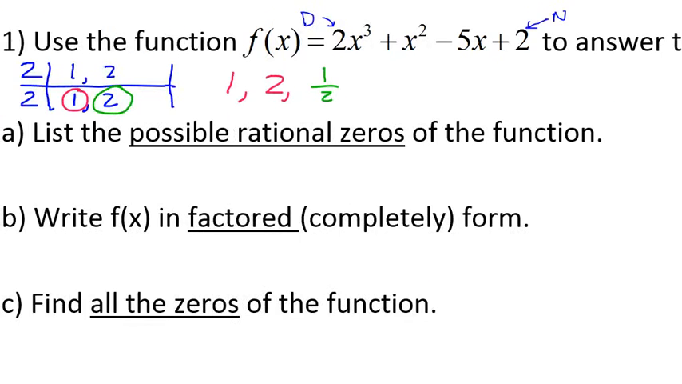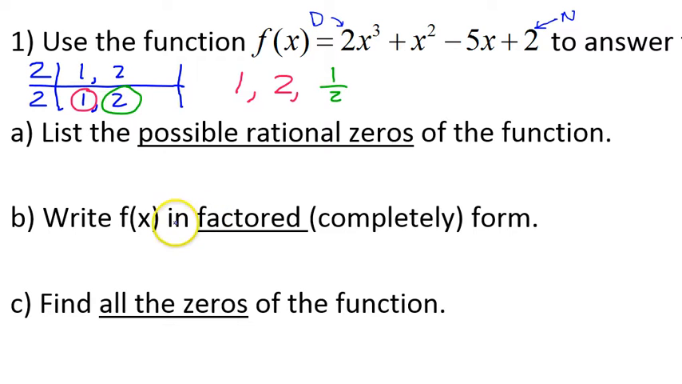Okay. Now, we need to write this in factored form. We need to factor this. It doesn't look like grouping is going to work. So we need to go ahead and find the zeros first, really. We're allowed to use a calculator on this, so let's go ahead and type this function into our calculator.